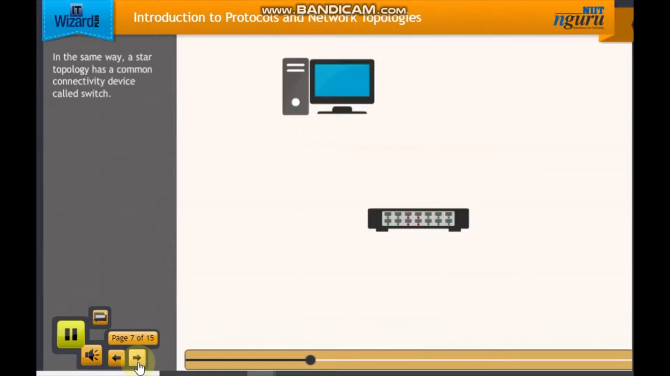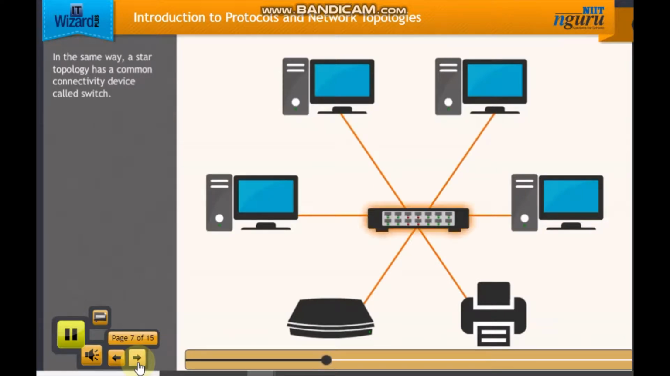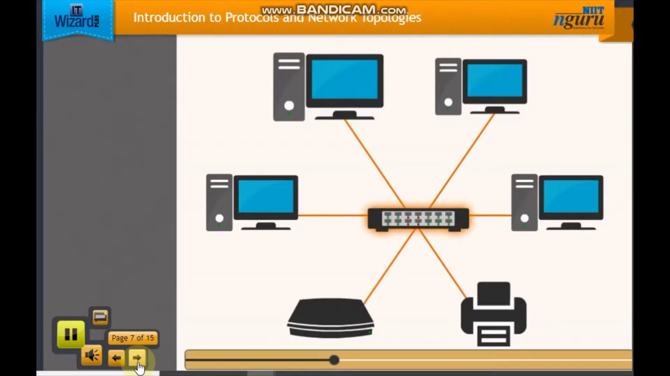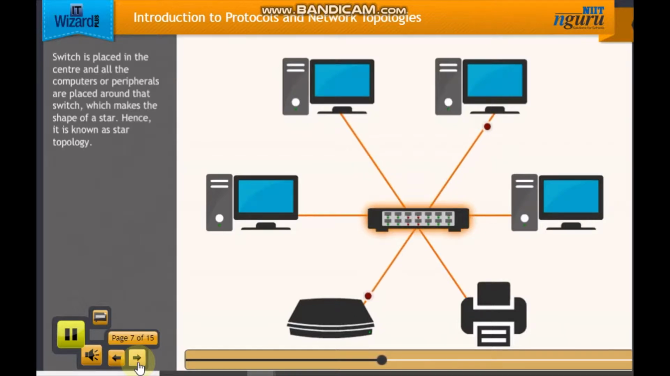In the same way, a star topology has a common connectivity device called switch. Computers as well as other peripheral devices are connected to that switch. Information is shared between computers and other peripherals with the help of a switch. Switch is placed in the center and all the computers or peripherals are placed around that switch, making the shape of a star. Hence it is known as star topology.